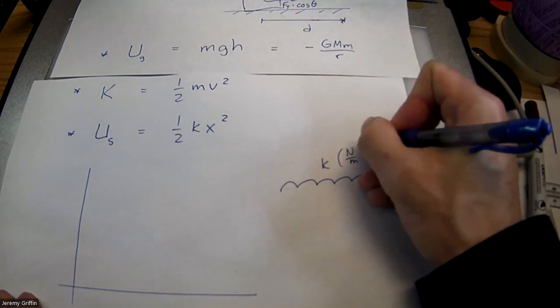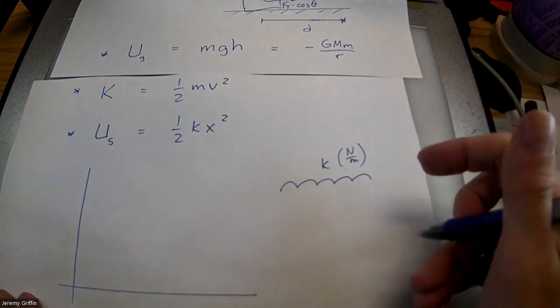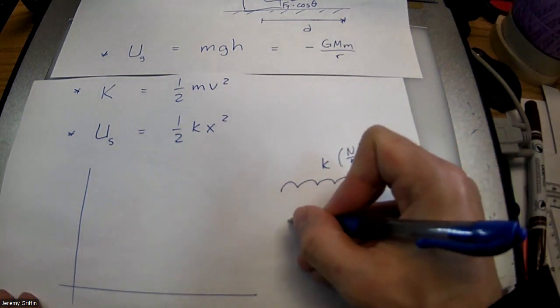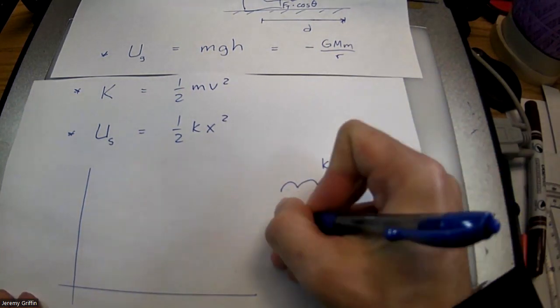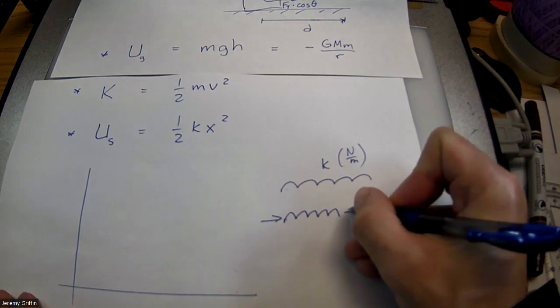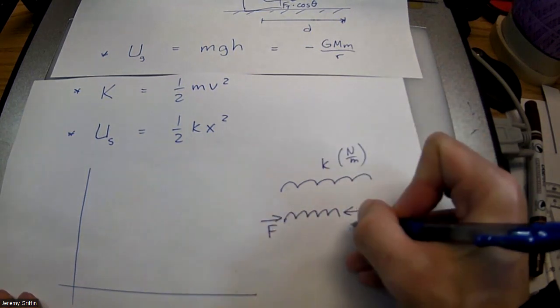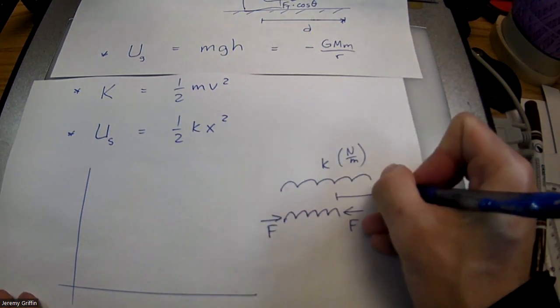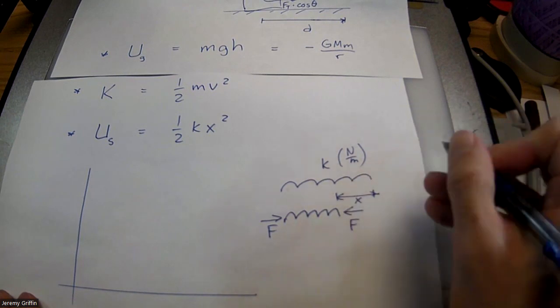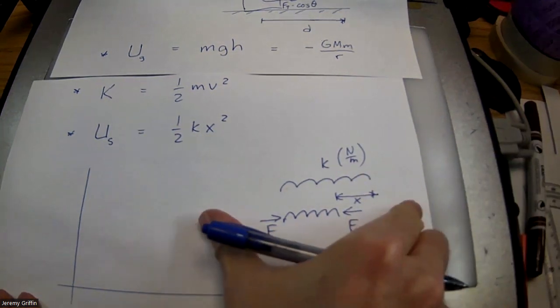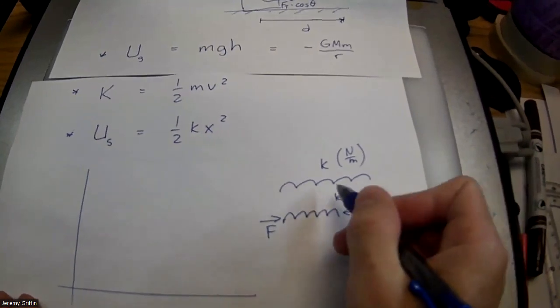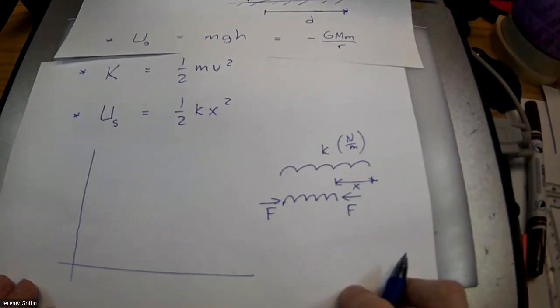Newton per meter, right? Right. And then I'm going to put a force on it. Now I need an equal and opposite force on both sides. Compress with some force F. That's going to compress it some amount X, right? So put a force on it, or squash the spring, and it changes by some amount X, right?